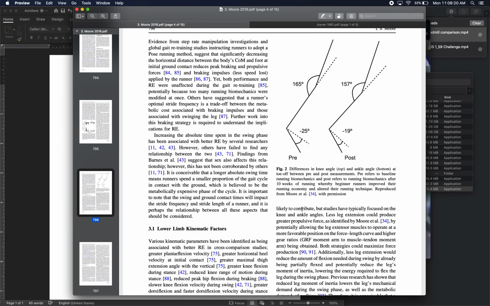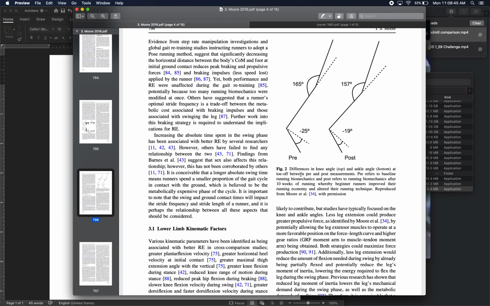Over the 10 weeks, the runners improved their running economy, and also altered their running technique, their running biomechanics. And they then examined the changes in running biomechanics that were associated with the improvement in running economy within subjects. You won't find too many studies with that design, so this is a really interesting study and some really compelling results here.